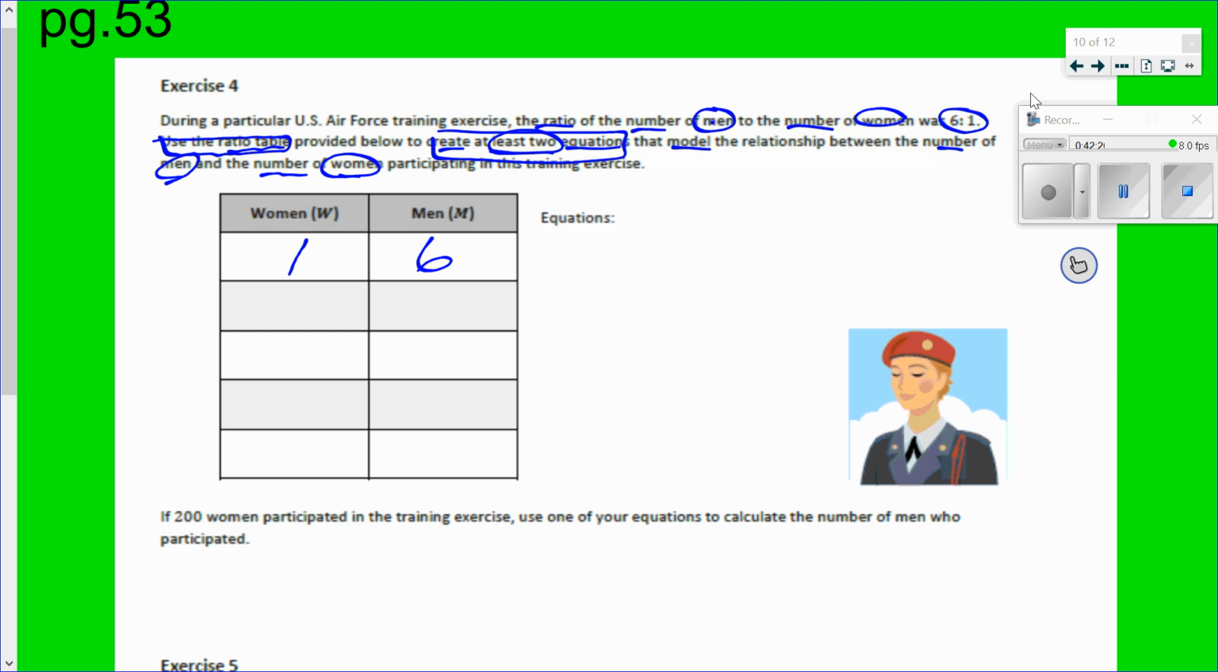So what's my next entry going to be? What do you think, Waffles? It's going to be 2 and 12. How'd you get that? Because I multiplied by 2. So you're doing multiplicative? Yeah. Okay, so he said 2 and 12, so we'll keep on with that. So now I'm going to do times 3, and then it'll be 3 and 18. Times 4 gets us 4 and 24. Times 5 gets us 5 and 30.